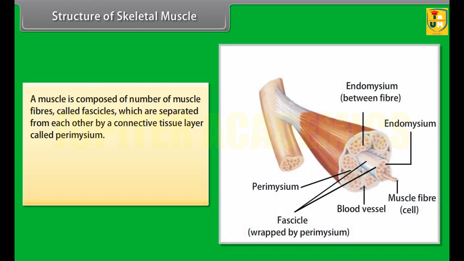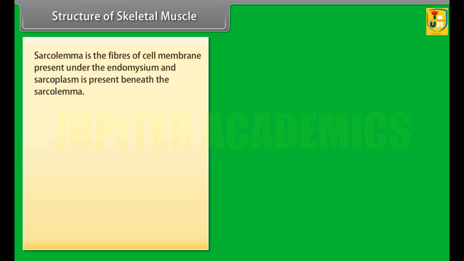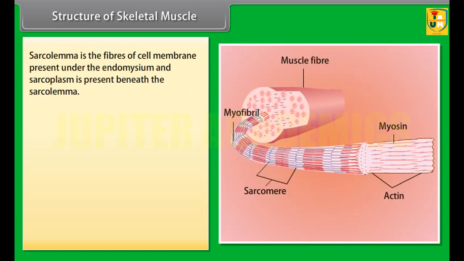Structure of skeletal muscles. A muscle is composed of number of muscle fibers called fascicles, which are separated from each other by a connective tissue layer called perimysium. Endomysium is connective tissue that separates individual muscle fibers from each other. Sarcolemma is the cell membrane present under the endomysium, and sarcoplasm is present beneath the sarcolemma.